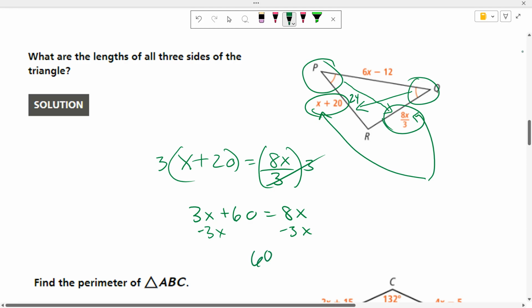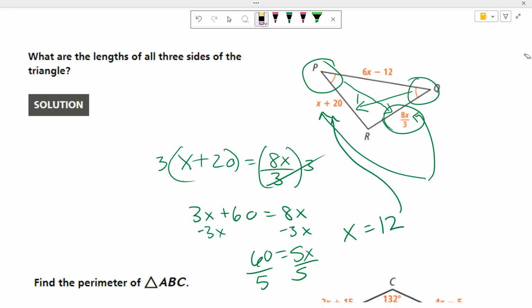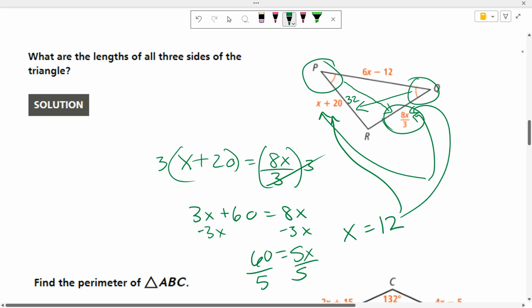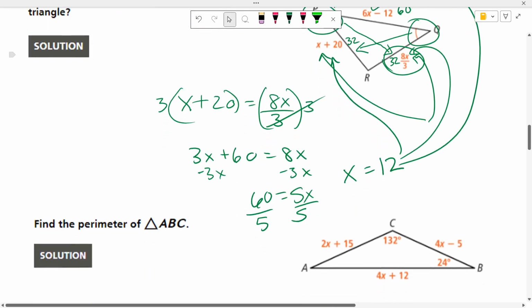So 60 equals 5x, divided by 5. x equals 12. Stick 12 in there. 12 plus 20 is 32. Put a 12 in here, we get 96 divided by 3, which is 32. That's why we check our answers, because if I wouldn't check my answer, that would have been wrong. Okay, stick 12 in here. 6 times 12 is 72, minus 12 is 60. Obviously, PQ is longer than PR or QR.